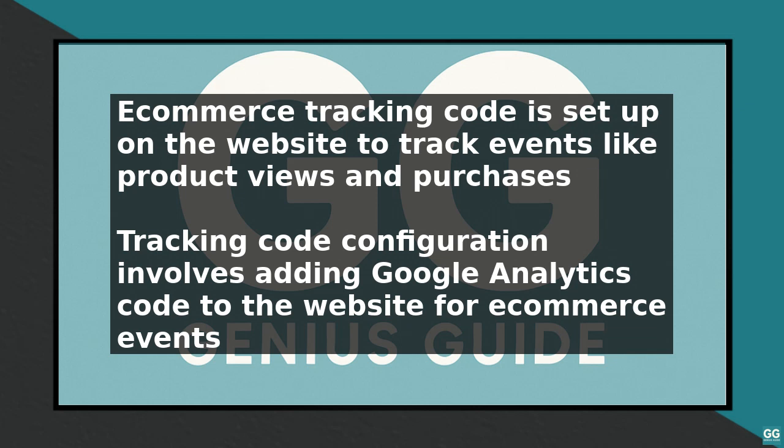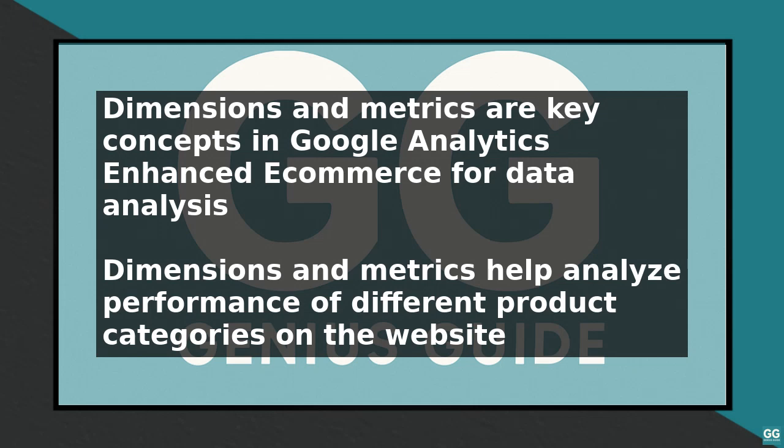A practical example of using dimensions and metrics is to analyze the performance of different product categories on your website. You can use the product category dimension to segment your data and see which categories are driving the most revenue.